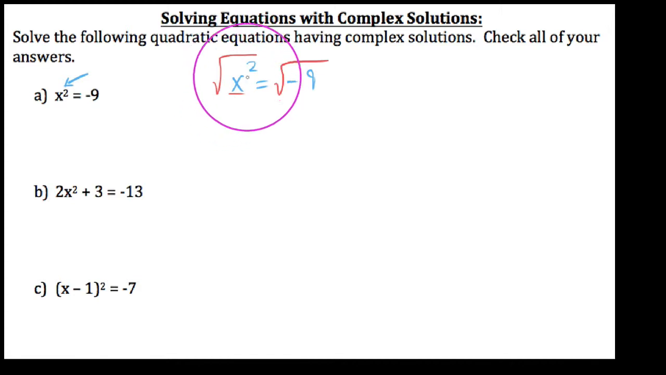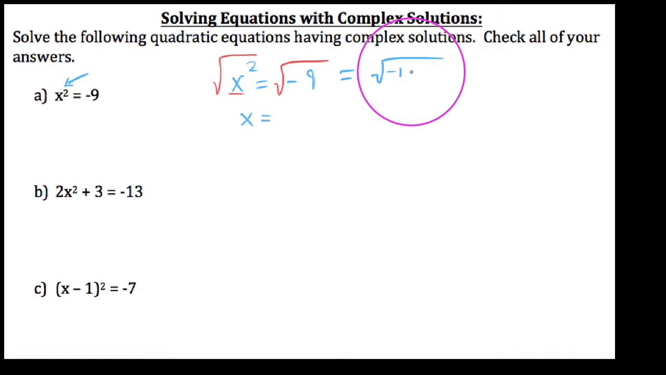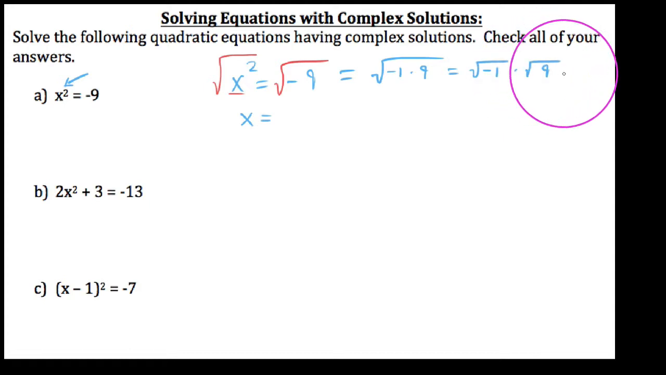Okay, so the square root of x squared is just x. Over here, what we want to do is recognize that we're getting the square root of -9. Formerly, we took a long route. We said, well, this is the same thing as -1 times 9. That's the same thing, using our properties of radicals, as the square root of -1 times the square root of 9. And the square root of 9 is plus or minus 3, and the square root of -1 is just i. So this is the same thing as plus or minus 3i.